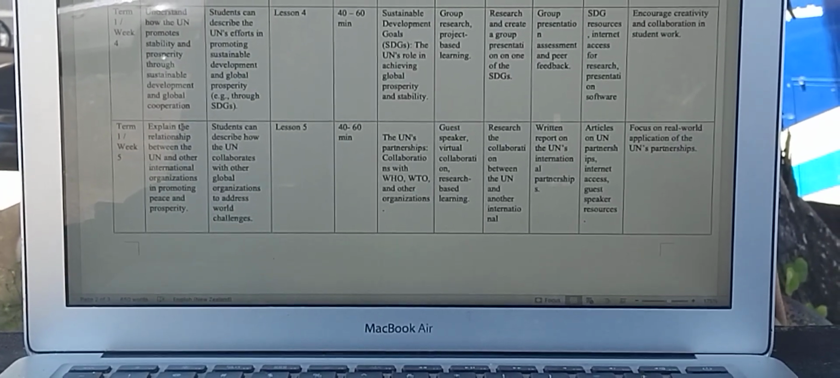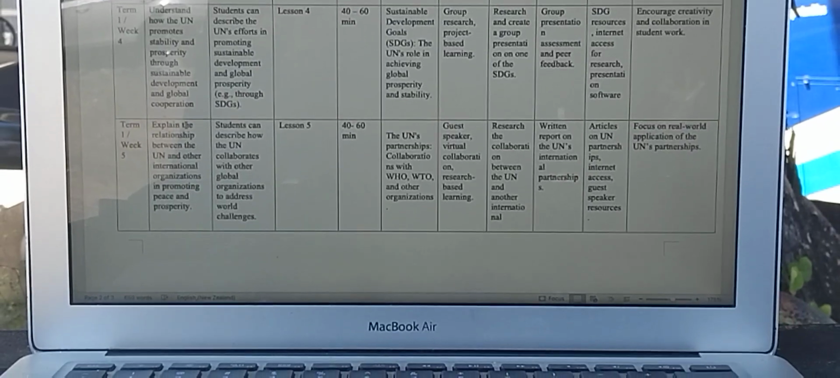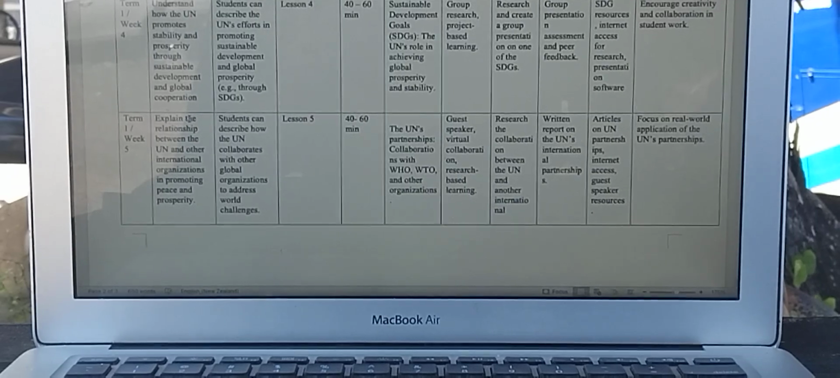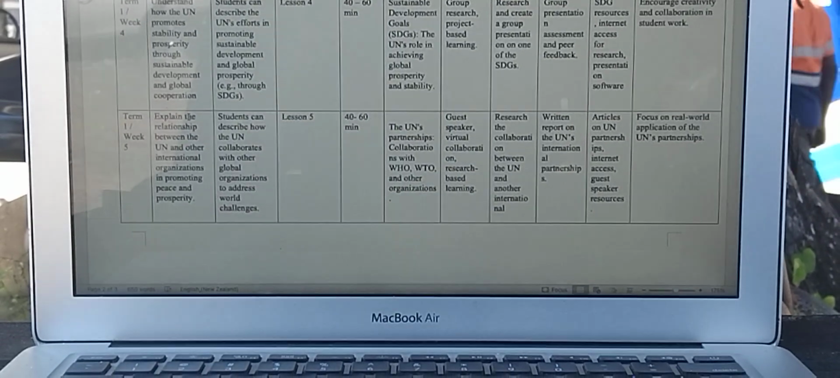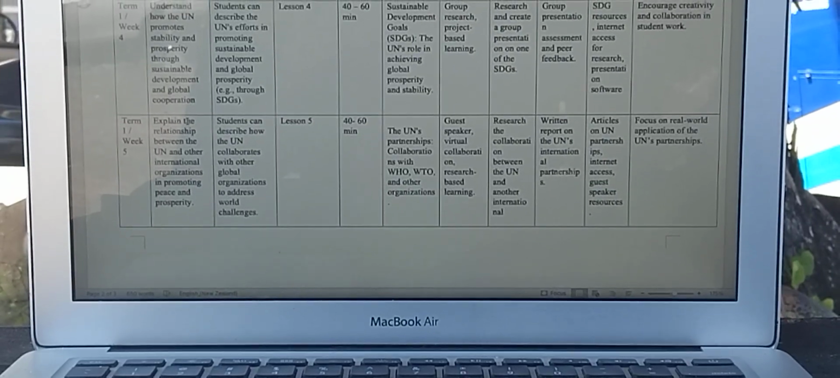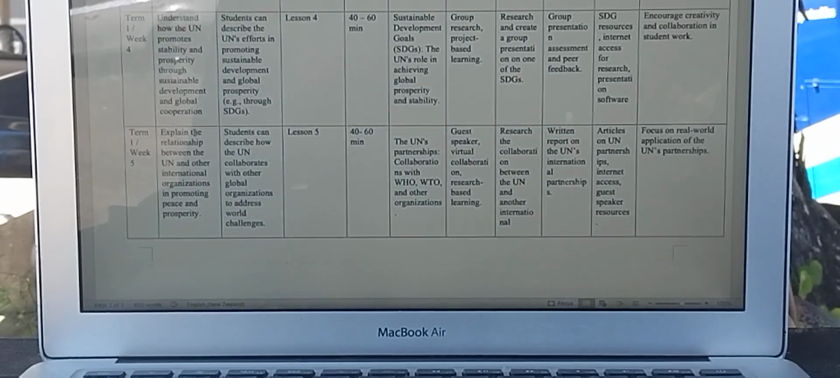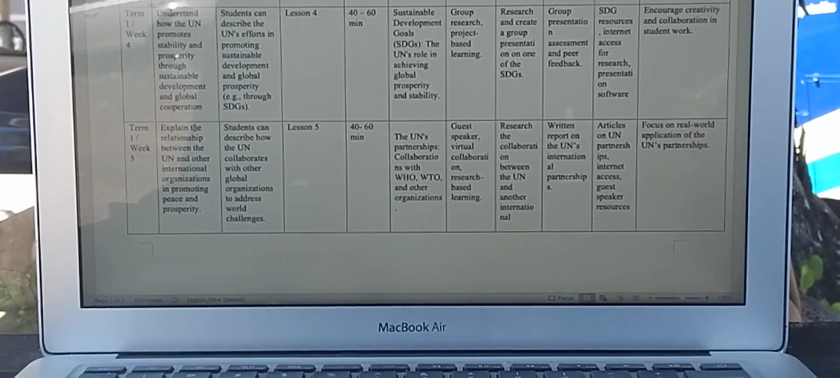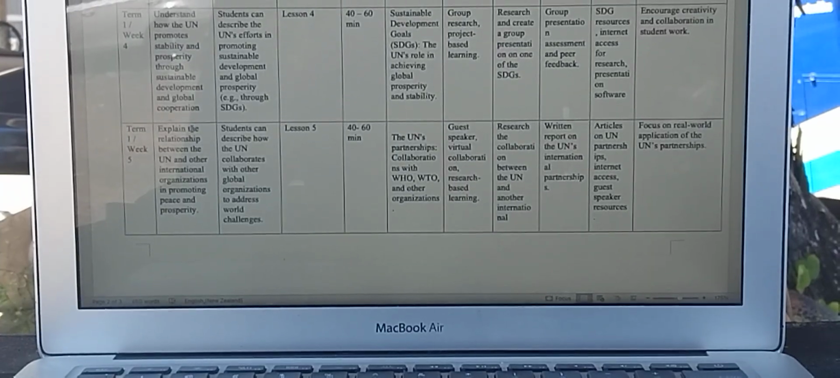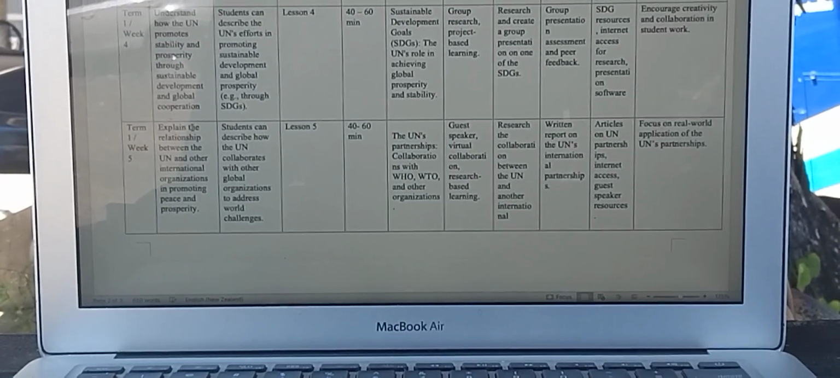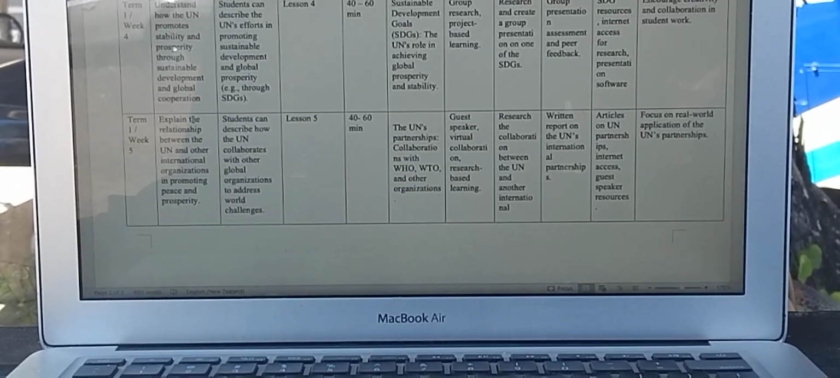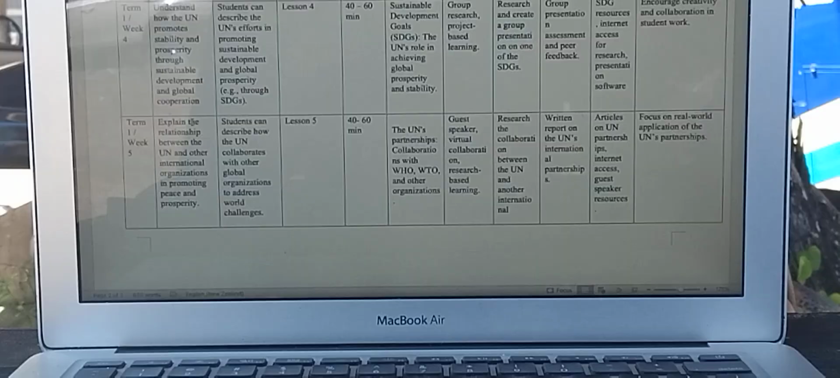It says lesson 4, and the time allocated is also 40 to 60 minutes. The teaching focus is sustainable development and the goals, or the SDGs. Teaching strategies are group research and project-based learning. The student activities are to research and create a group presentation on one of the SDGs.